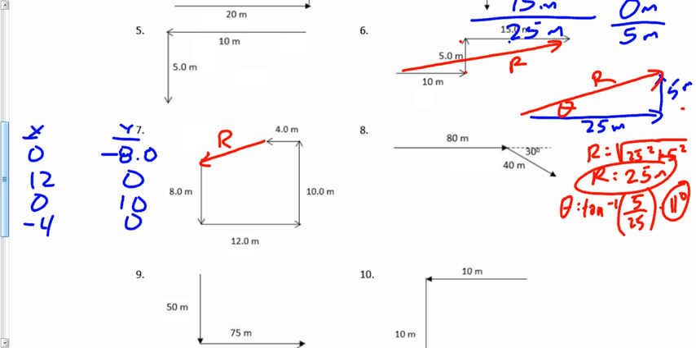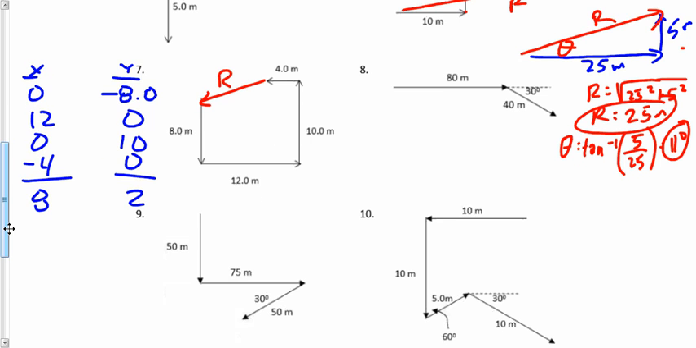Good. Add these up. This is 8. This one is 2. Now we redraw it. What have I done here? My resultant is wrong, isn't it? Yeah, what's wrong with it, Nick? Yeah, it's backwards, right? I didn't draw it from start to finish. I drew it from finish to start. It should be this way, right?